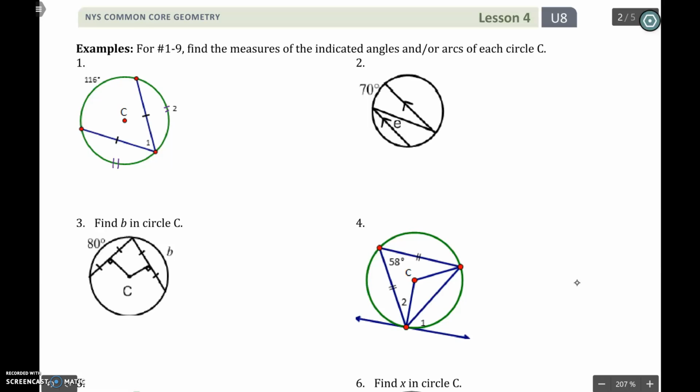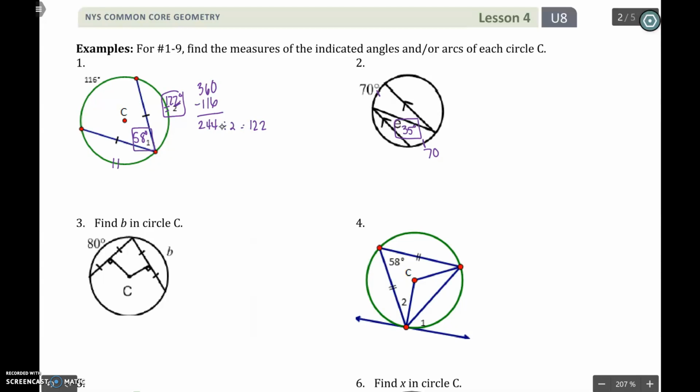So when I want to find out what arc 2 is, I can do 360 minus 116 and then divide that by 2 to get 122 for arc 2. And then angle 1 is just an ordinary inscribed angle, so it's half of the 116, which would be 58 degrees. Number 2, we have parallel chords. That means that the arcs between them would be the same. So if this one's 70, so is this one. Angle E is inscribed to that 70, so it will be 35.